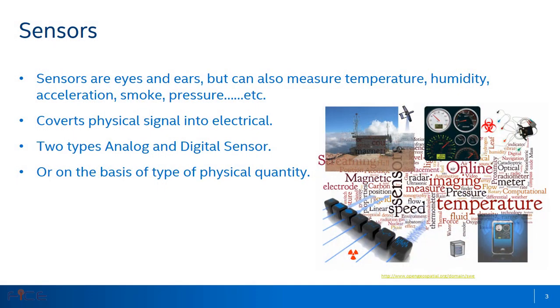When we talk about sensors, the very first question is, what is a sensor? A sensor is a device which converts a physical signal into an electrical signal. For example, temperature sensor, humidity sensor and smoke sensor, etc. Based on the type of electrical signal a sensor generates, sensors are classified into two types: analog sensors and digital sensors. Or on the basis of the physical signal it processes, for example, pressure sensor for pressure, light sensor for light, smoke sensor to detect smoke, etc.